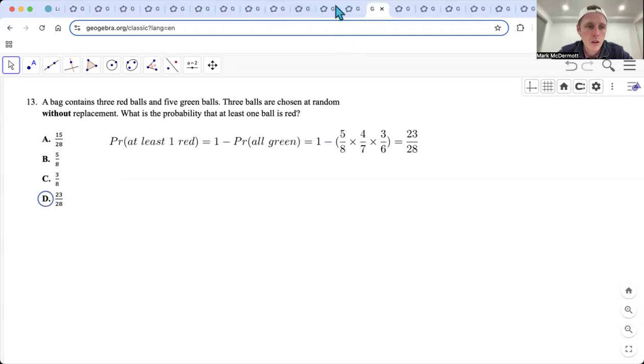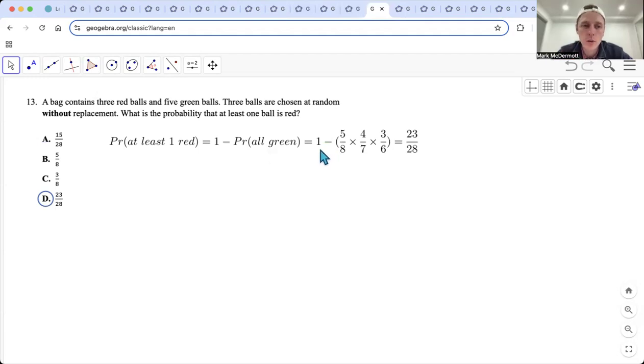Anyway, onwards we go. A bag contains three red balls and 5 green balls. 3 balls are chosen at random without replacement. What's the probability that at least one ball is red? The probability of at least one red is equal to 1 minus the probability that they're all green. Because getting at least one red is the exact opposite of getting all green, right? Thinking of a tree diagram, the only way you can not get a red is to get all green.